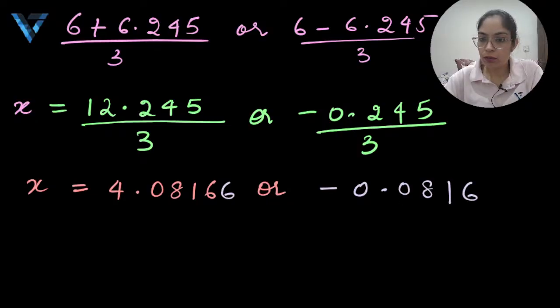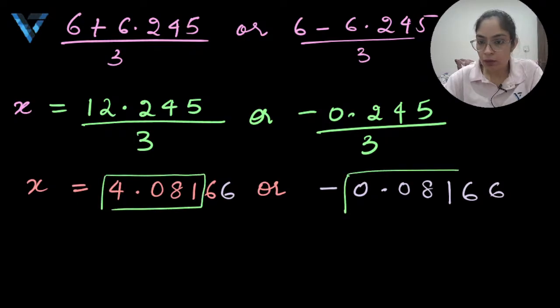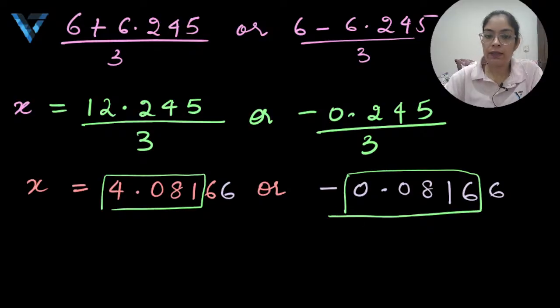So 0.081. Here also you will get this, and 6 is getting repeated here. And in this one, 4.0816. So up to 3 decimal places we have to write. And in both cases, the next digit is greater than 5, so we just have to round it off.